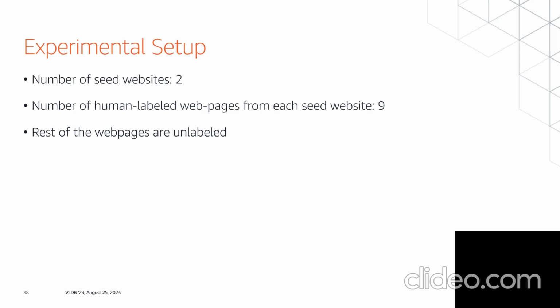We trained our model using web pages from two seed websites, where we only used 9 human-labeled pages from each website to construct our training corpus and train the models. The rest of the web pages were unlabeled and were assigned a pseudo label using our generative sources.